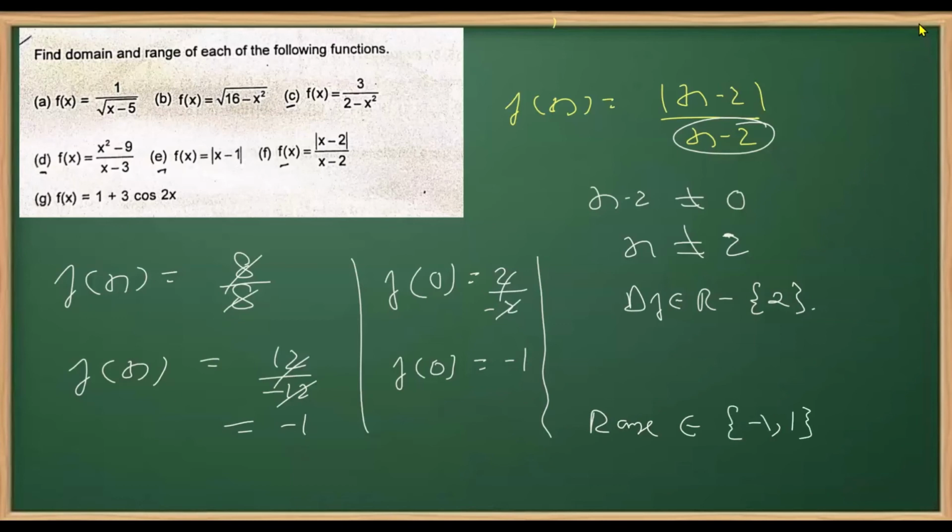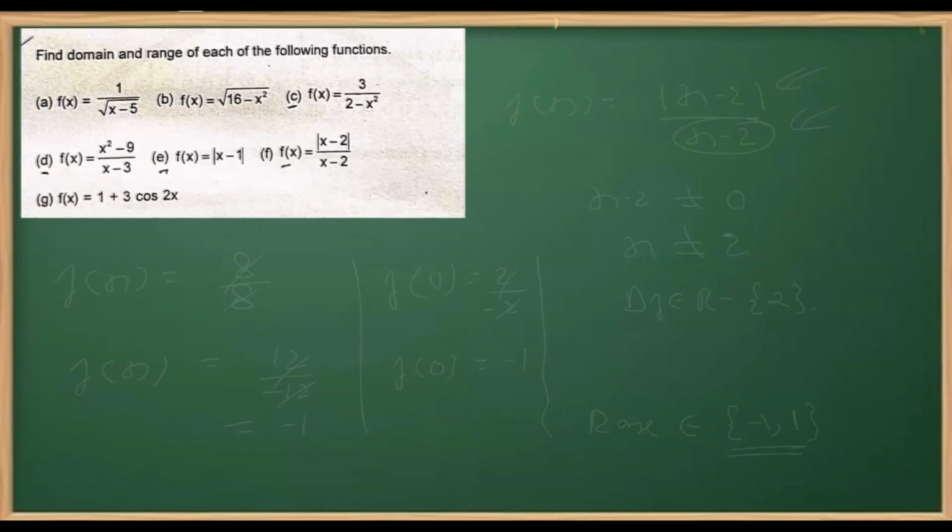Make sure it's not an interval, right? These are the two elements that will be the range. While placing values other than -2, other than 2, if you place any values of x, you will always get f(x) as either -1 or 1.